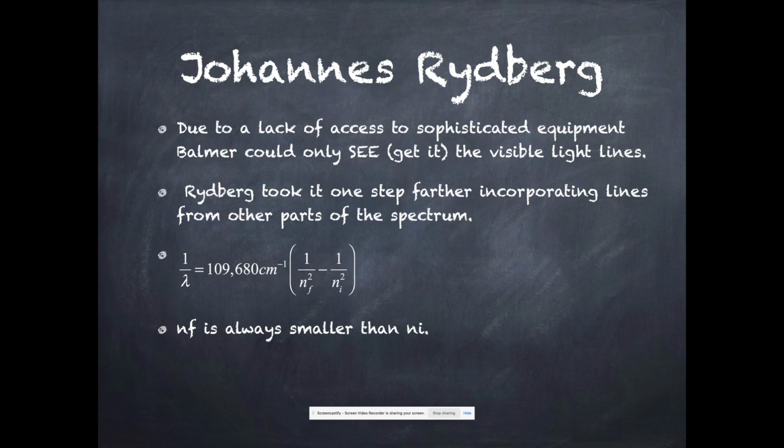Now this actually allowed Rydberg to see a lot more lines. He looked at them with instrumentation. He now knew where to look based upon the equation, and he found a lot of lines, okay? Except he still did not know what the physical implication for n initial and n final was.